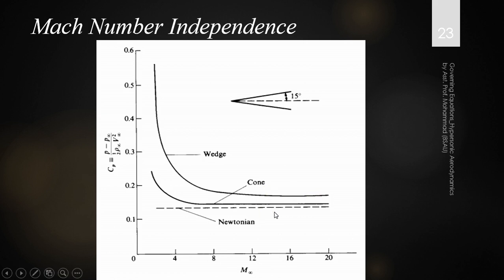Newtonian theory is completely free from the Mach number, but the modified Newtonian theory, the modified Newtonian law or equation, is affected by the Mach number, because it contains the CP max, and CP max depends on the Mach number. But CP max also starts exhibiting independence of the Mach number at a very high value. So CP max also becomes independent at a very high value.